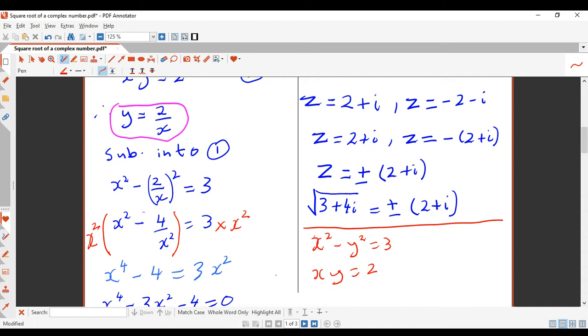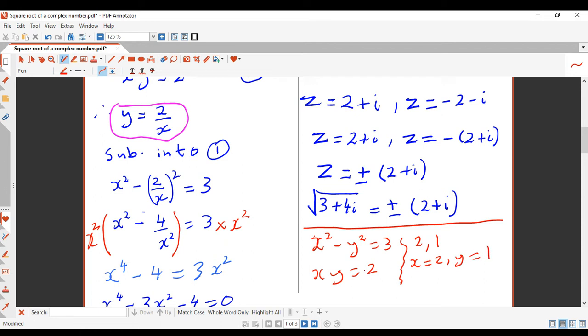Now it's called by inspection because if you look at the second equation, you need two numbers which multiply together to give 2, and then two numbers which, when you square them and subtract, you get 3. So without too much brain power, you can work out that the two numbers are 2 and 1, because 2 times 1 is 2, and 2 squared minus 1 squared is 3. Once you've chosen the numbers, you just have to choose the correct order. You're not going to put x equal to 1, because then you'd have 1 squared minus 2 squared, which is negative 3, which is not what you have here. So x is equal to 2, and y is equal to 1.